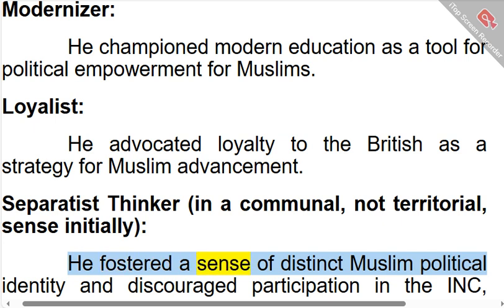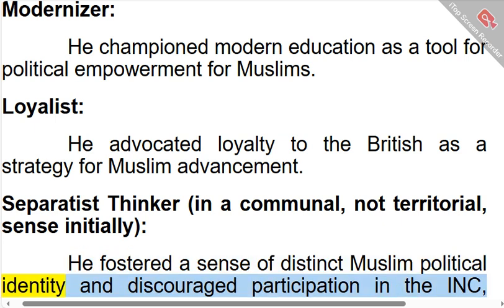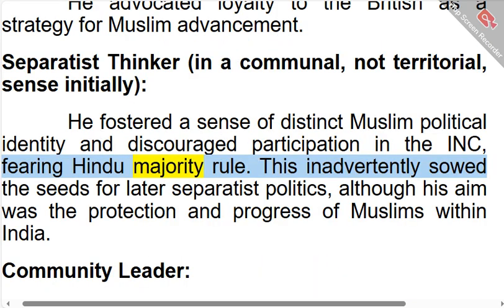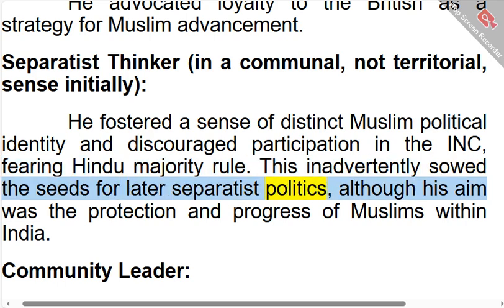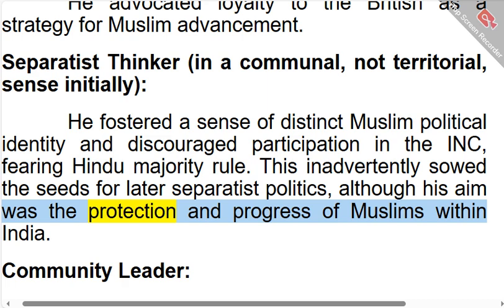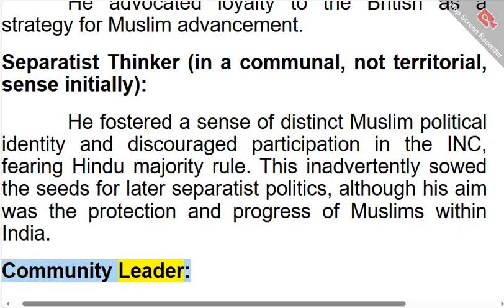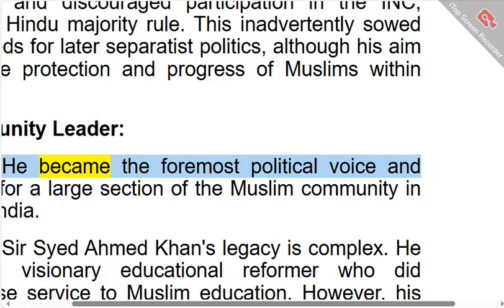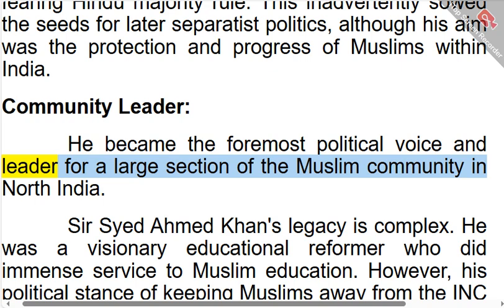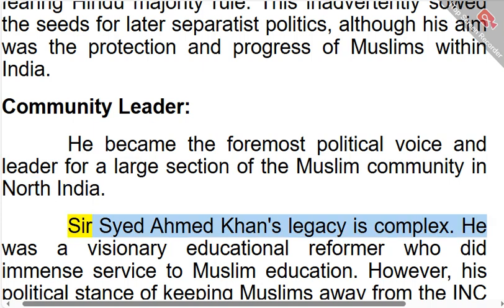He fostered a sense of distinct Muslim political identity and discouraged participation in the INC, fearing Hindu majority rule. This inadvertently sowed the seeds for later separatist politics, although his aim was the protection and progress of Muslims within India. Community leader. He became the foremost political voice and leader for a large section of the Muslim community in North India. Sir Syed Ahmed Khan's legacy is complex.